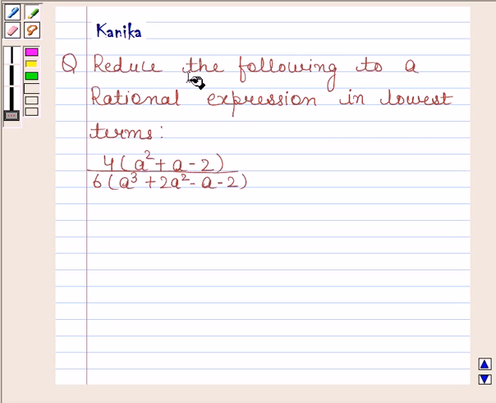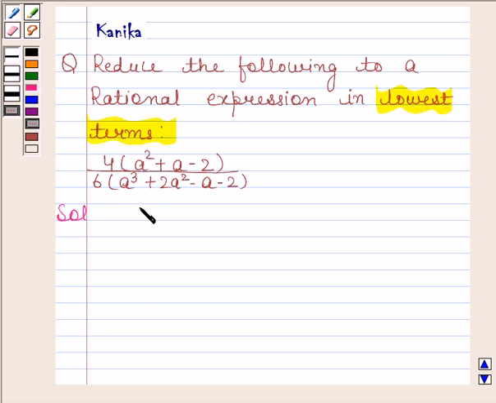The question says, reduce the following to a rational expression in lowest terms. The given expression is (4a² + a − 2) divided by (6a³ + 2a² − a − 2). Let's now begin with the solution.